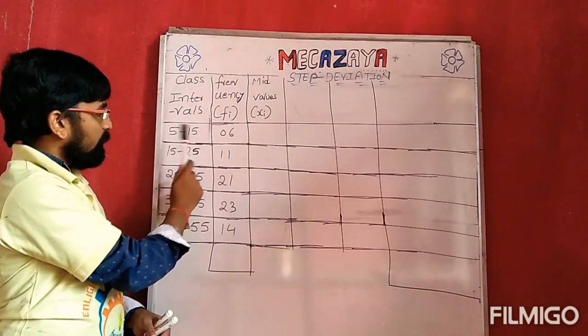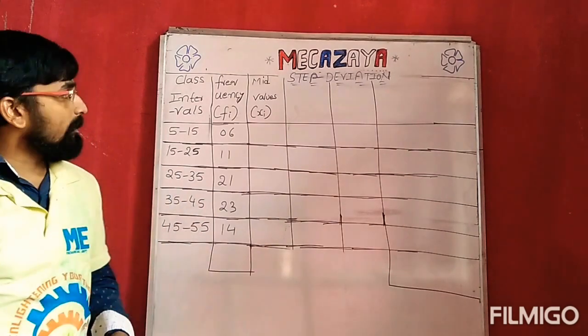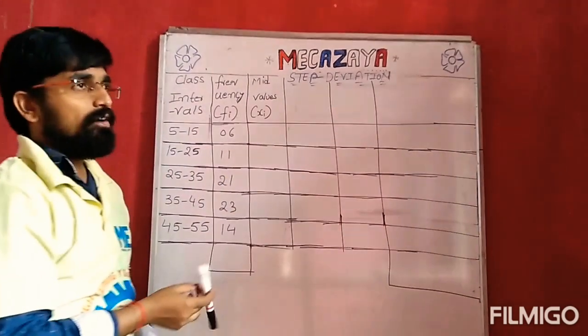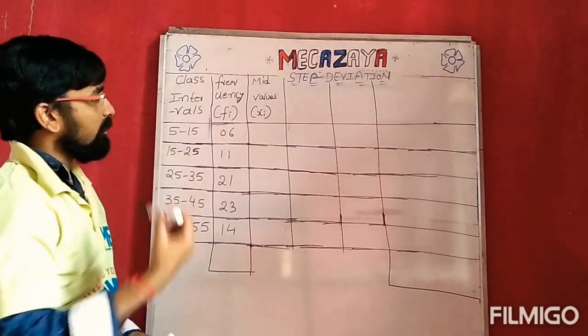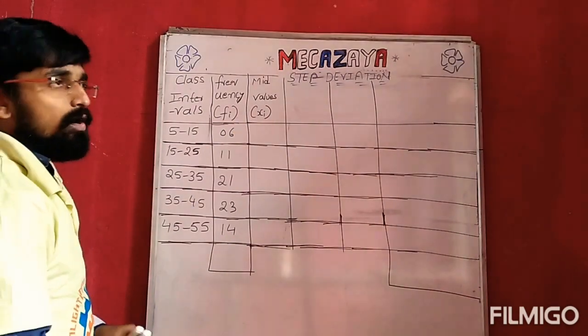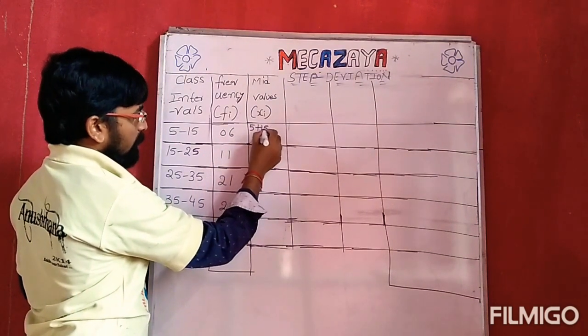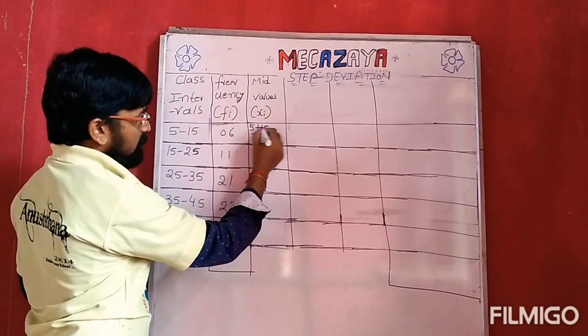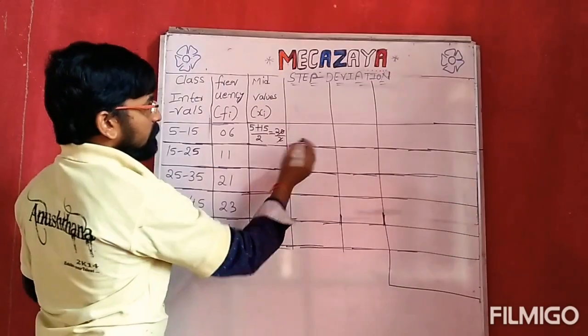So I choose here the values. Class intervals: 5 to 15, 15 to 25, 25 to 35, 35 to 45, 45 to 55. Now the frequencies: 6, 11, 21, 23, 14. Now let us go with mid values. Already I gave how to find mid values: 5 plus 15 by 2, 20 by 2 is 10.